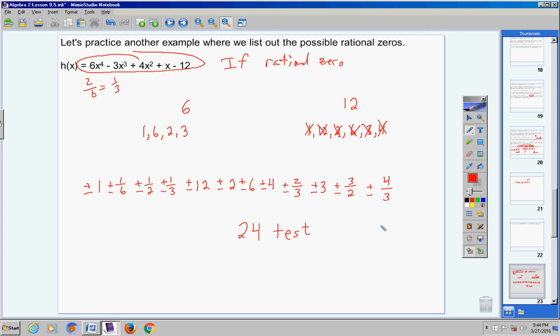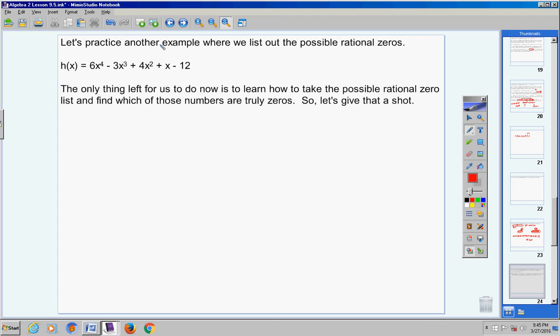Got it? Okay. You write the lead coefficient. You write the constant term. Write out the factors. Write out the factors. And then don't get confused. You do not put these numbers on top of these numbers. You put these numbers on top of these numbers. Then don't forget your plus and minuses in front of each number. The only thing left for us to do now is to learn how to take the possible rational zero list and test them and see which of these numbers are truly zeros. So let's give that a shot, okay?